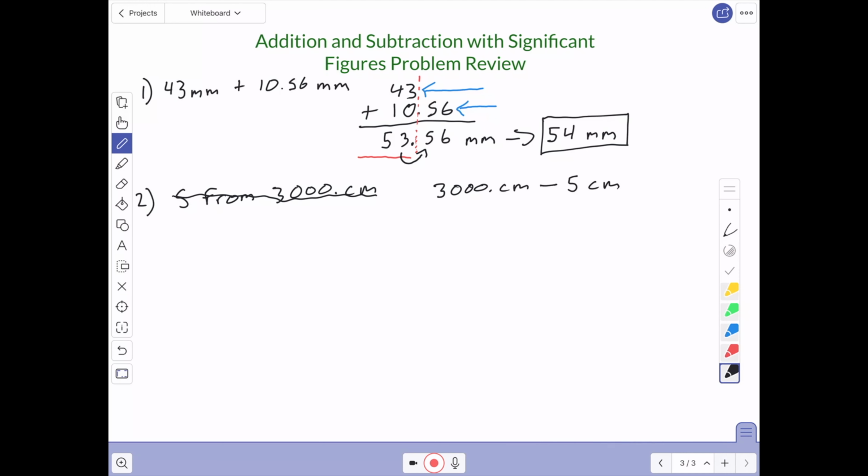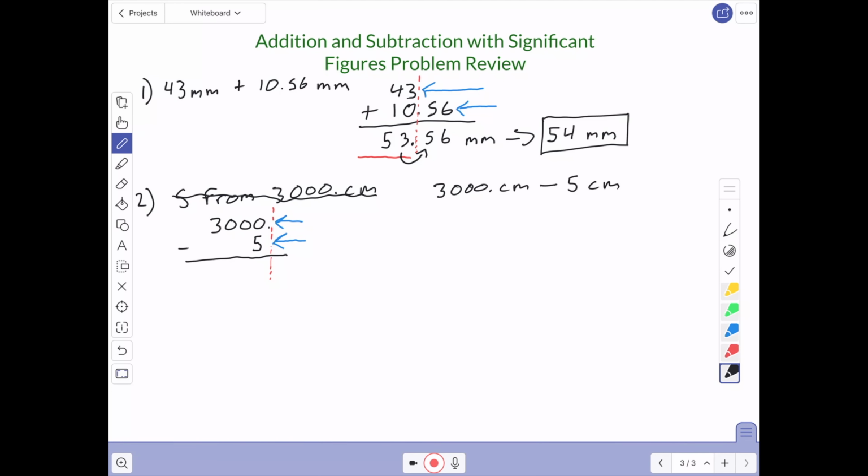Okay, so let's move on to our strategy. We do this vertically. So 3,000 dot, line it up right, 5. If we do our arrows, we should see that the first significant digit is the 0 there because of the decimal, and then same spot. So the arrows end up in the same spot. That just means a horizontal line goes right here. Okay? So this is subtraction. I don't want to forget that.